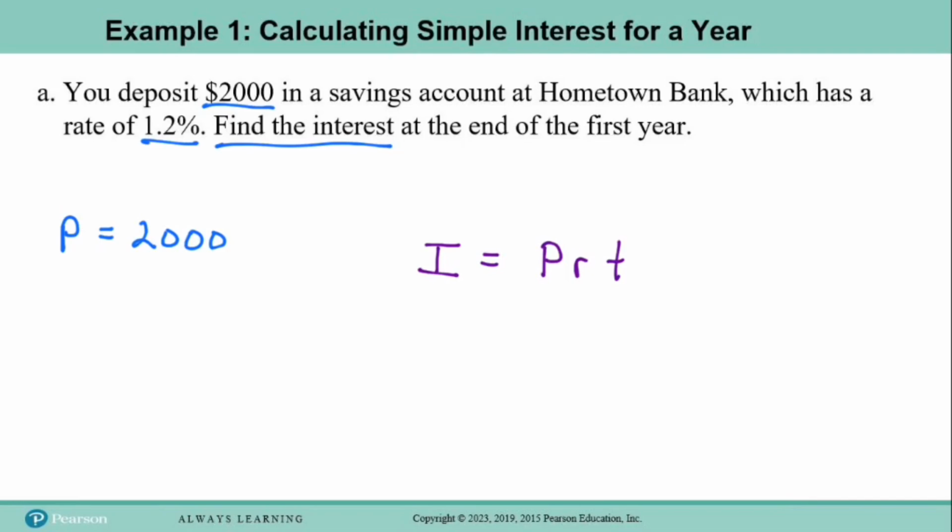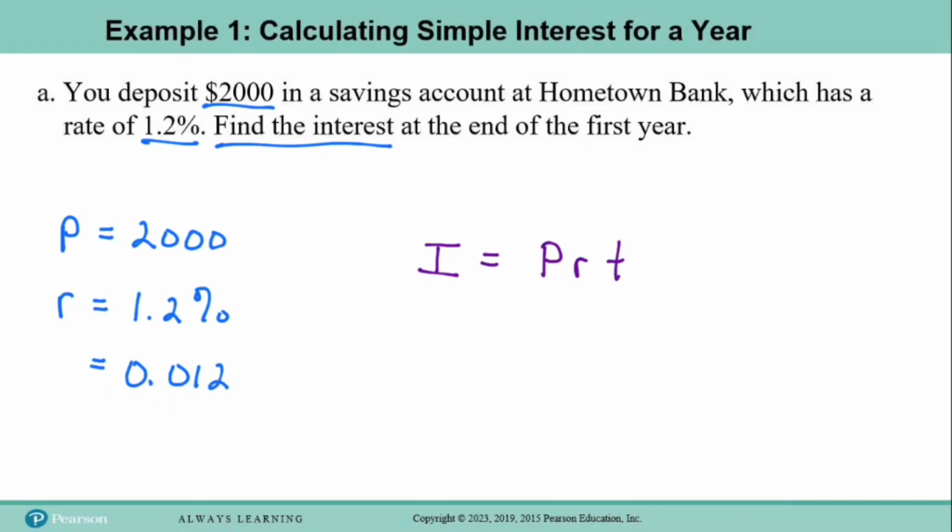And the rate is 1.2%, but we know that we can't use rate in its percent form in the formula, so we have to convert it to decimal form. So we remove the percent symbol and we move the decimal 2 places to the left. So that would make it go in front of the 1 and then 1 more place to the left. So it's going to be 0.012. Notice how the decimal is currently 2 places to the left of where it started.